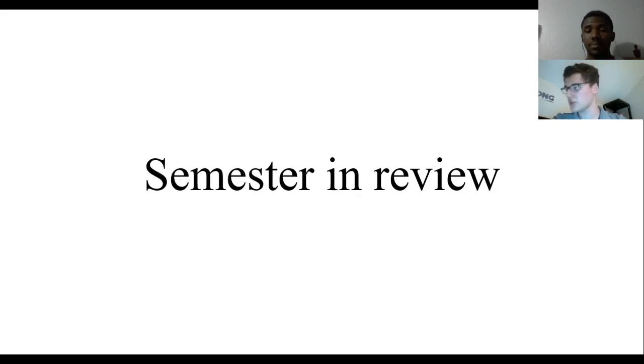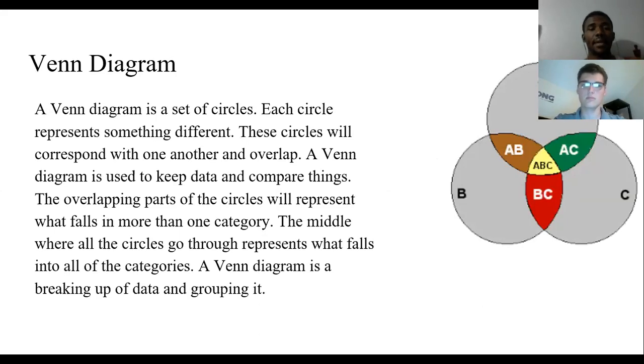Okay. Johnny Scott, my first question for you is what is a Venn diagram? Now, as you've already seen, Joseph is curious as to what a Venn diagram is. And I went over this in my first presentation. A Venn diagram is a set of different circles. Each circle is representing something different, and the circles will correspond with one another and they will overlap. A Venn diagram is used to help you keep data and to compare different things.